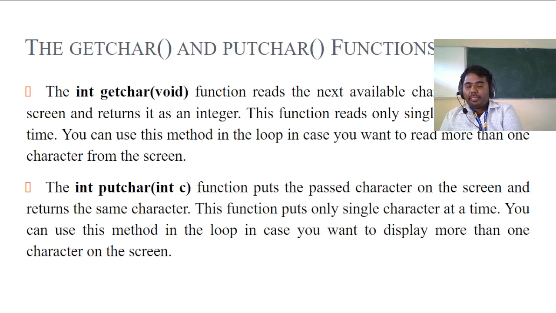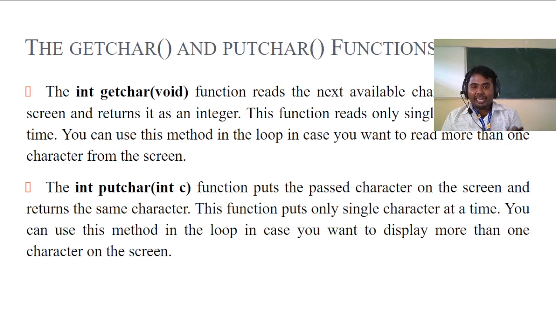The next one is the putChar function. getChar will read any character and convert it into an integer. That converted integer will be passed as a parameter to the putChar function, which is used to print the value. It won't print the integer equivalent; it will convert that integer value into the actual character.